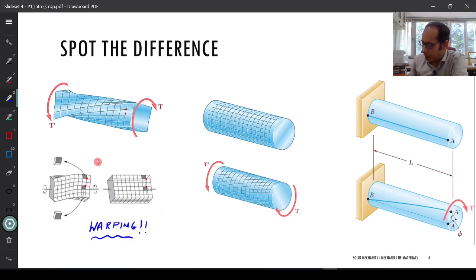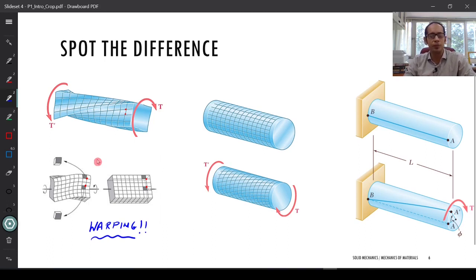Warping essentially means that the cross sections which were perpendicular to the longitudinal axis, after you have applied the force or the moment or the torque in this particular case, are no longer perpendicular to the longitudinal axis. It undergoes some kind of deformation. Some points have moved to the right, some points have moved to the left, and this leads to the phenomenon of warping. Now the phenomenon of warping and how it is associated with the torque you will learn probably later in an advanced solid mechanics course.